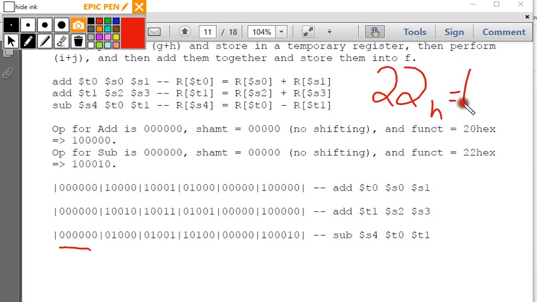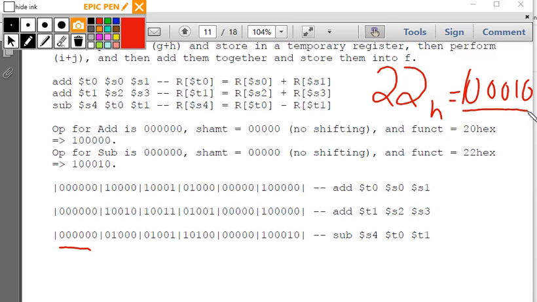So that means it's going to be 1 0 0 0 1 0. So that's going to be our function, the last 6 bits of a subtraction instruction. So for add, it's still just 0 0, no shifting, 20 hex. And see this 1 bit that's different? That's what you're going to use to tell the difference between your initial carry in, and your adder subtractor.